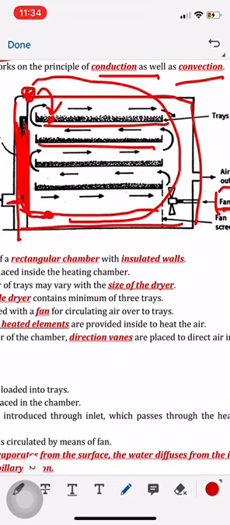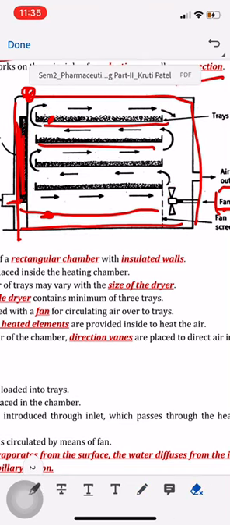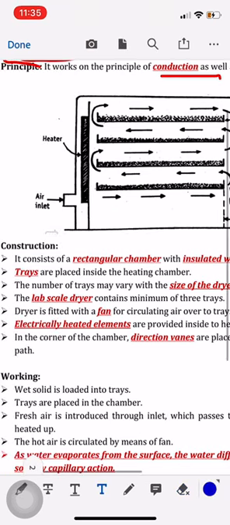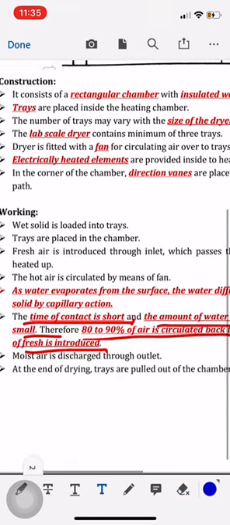So every time 70 to 80 to 90% of air is circulated back, only 10 to 20% of fresh air is introduced. So now I guess this working is very clear to everyone, right? So I'm not going into detailed construction and working.